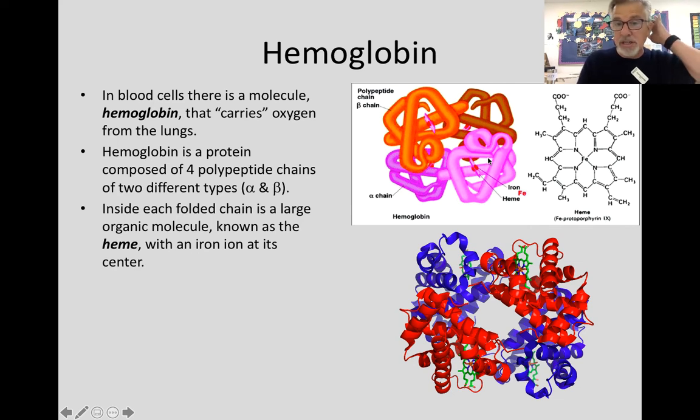And something else you can notice, inside each folded polypeptide is a large organic molecule depicted here called a heme. And in the middle of the heme is an iron ion.